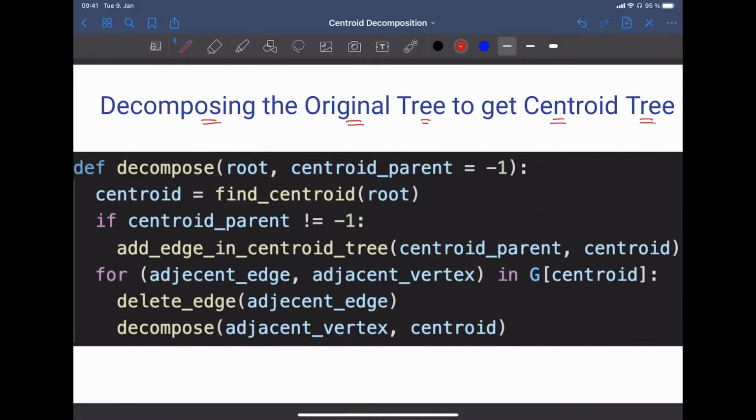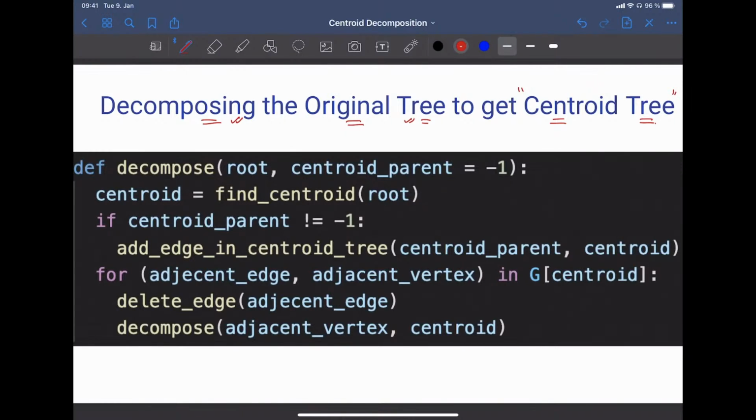Now we know that for a given tree, how do we find the centroid of that tree? The next part is the centroid decomposition part, where you decompose the original tree and construct a new tree which we call the centroid tree. So let's look at an outline of the procedure, and then we'll discuss more and build more intuition of what exactly is happening.